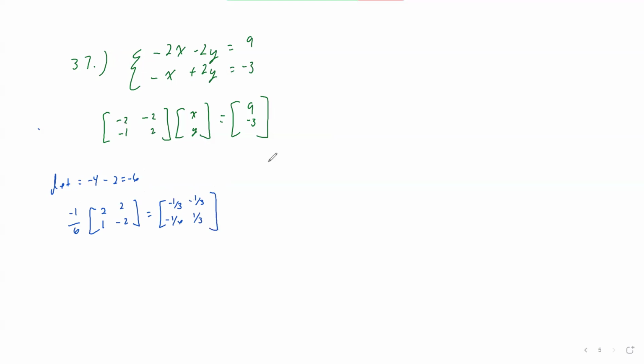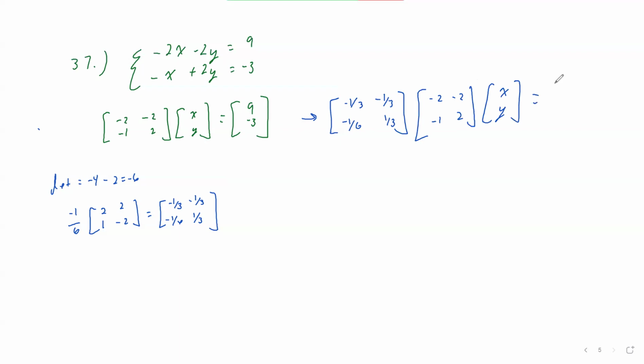So what happens next is I'm going to do this. I'm only going to do this once to show you. And then I'll skip this step. I'm going to multiply this matrix on the left side of this matrix. And if I multiply it on the left side, I also have to multiply on the left side of this side.